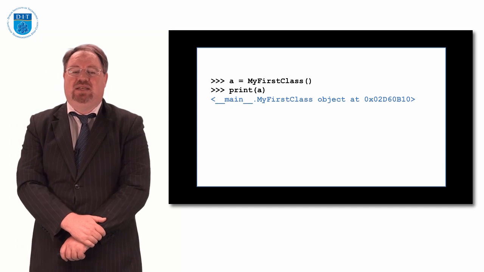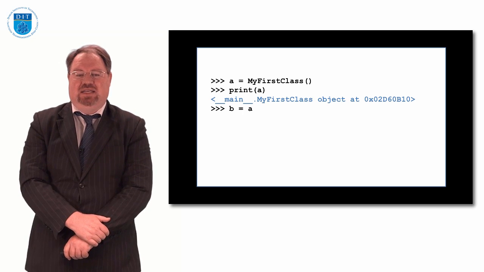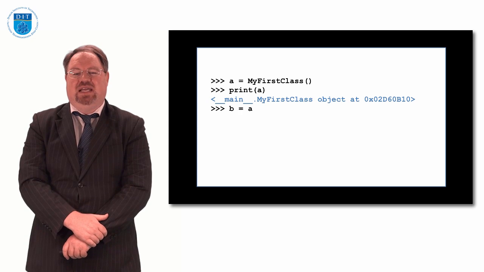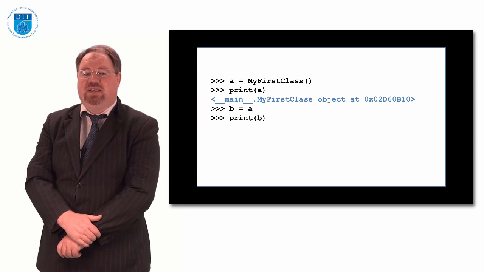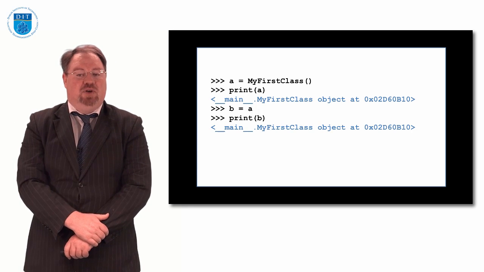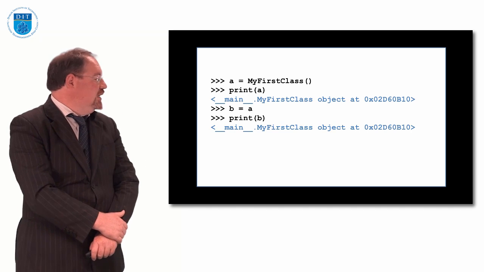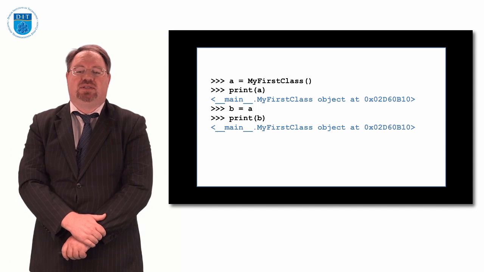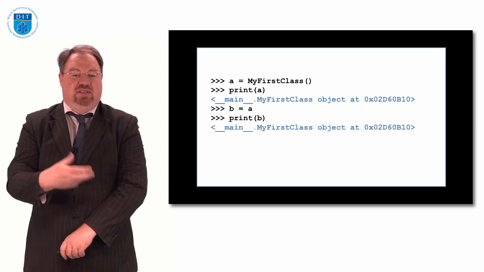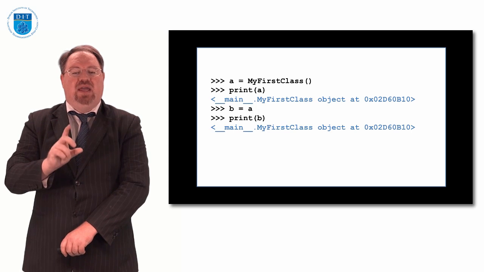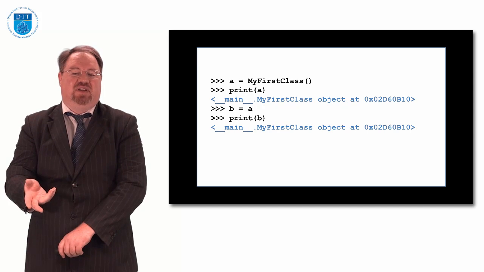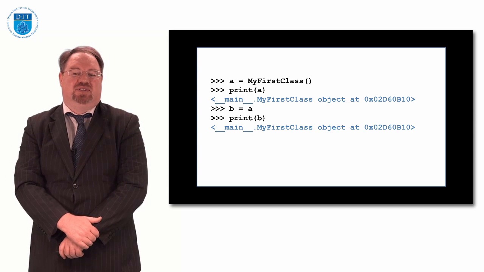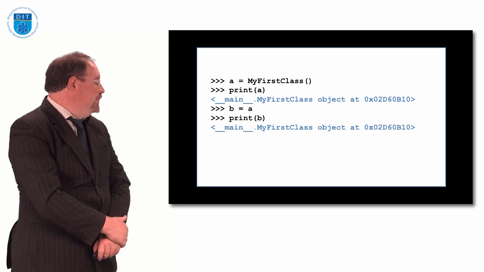If I were to say then that B is assigned A, so whatever is in A gets into B now, and then I would say print B, we'd see that B has the same location in memory, 0x02D60B10, because it's the same. A is a pointer to that space in memory, and when we say B gets the value of A, what we've said is add a new pointer into the same location in memory.